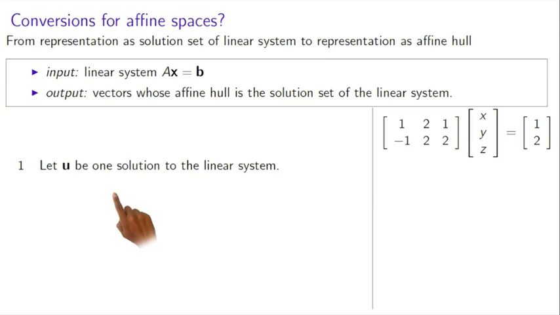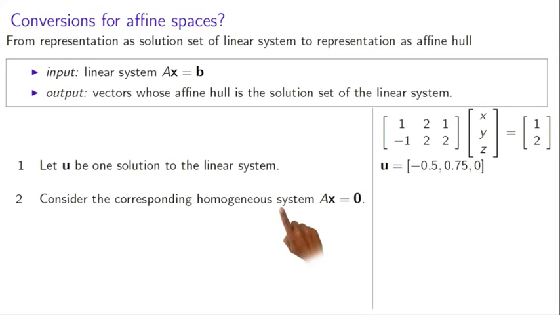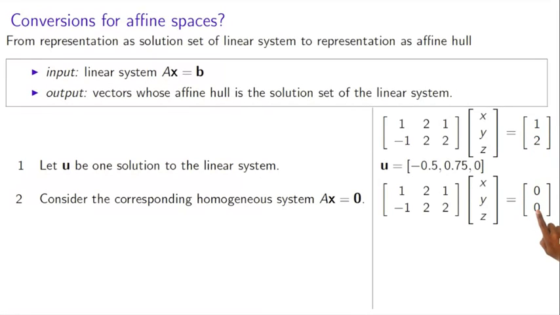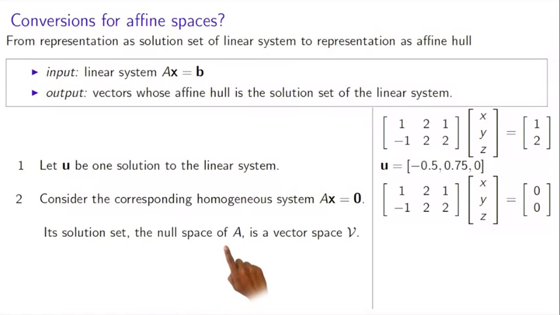First, find one solution u to the linear system. Here's our solution for this example system. I haven't told you how we can find such a solution. We'll describe a couple of methods in the coming weeks. Next, consider the corresponding homogeneous system. This is the system obtained by just setting these right-hand sides to 0. We know that the solution set of the homogeneous linear system is just the null space of this matrix A and is a vector space, big V.